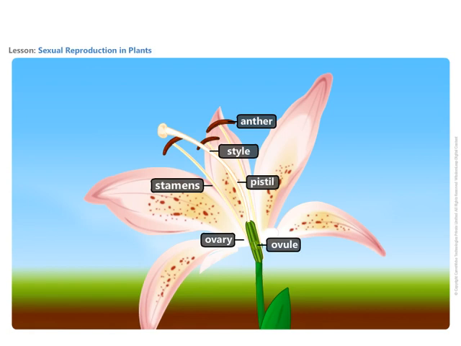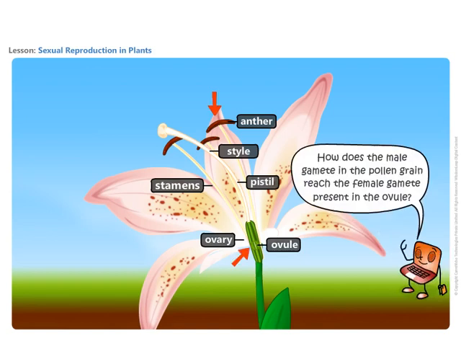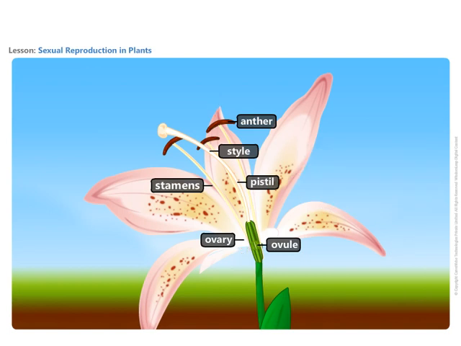Recall that for sexual reproduction, it is necessary that the male gamete and the female gamete have to come together. The male gamete and the female gamete fuse to form a zygote. How does the male gamete in the pollen grain reach the female gamete present in the ovule?